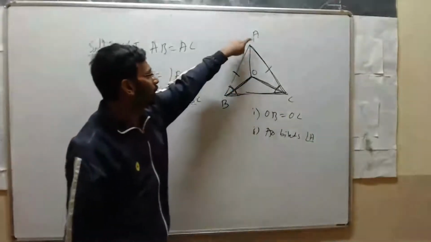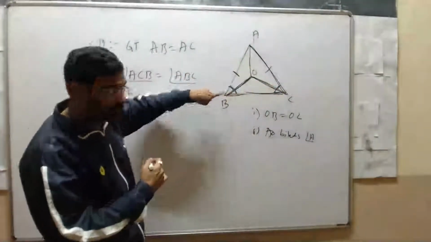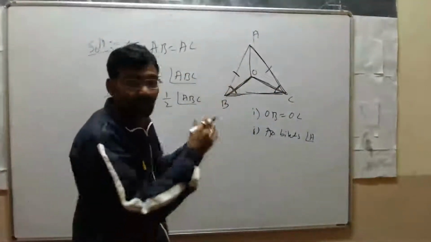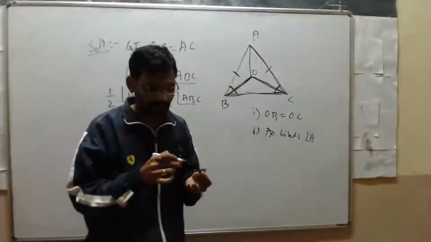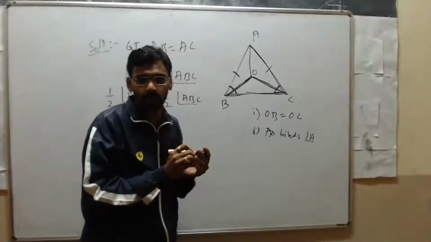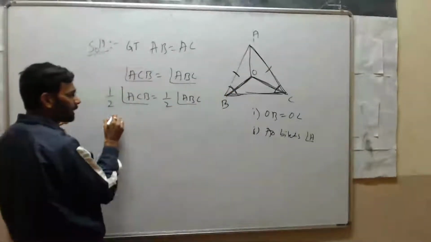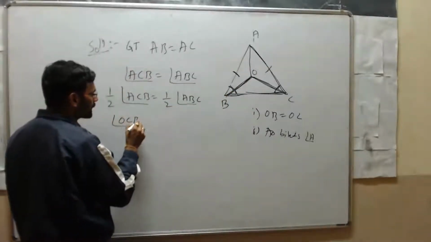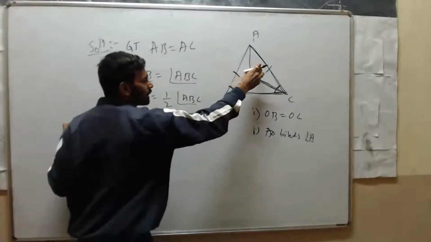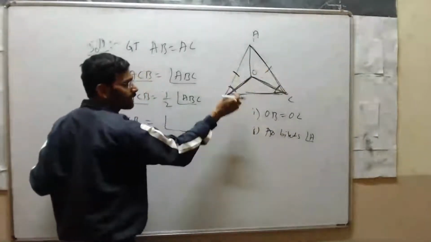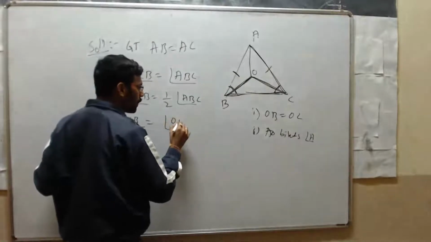I am saying the first part OCB is the first half. Why am I taking half? Because the bisector divides equally. Therefore, half of ACB means what will happen? Angle OCB is equal to what angle? The half part is OBC.